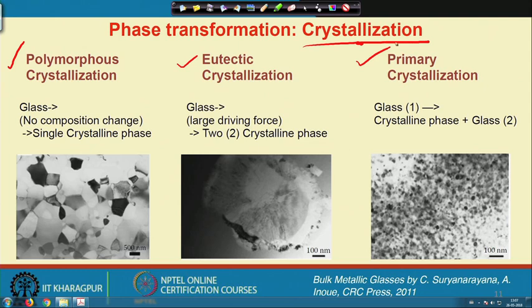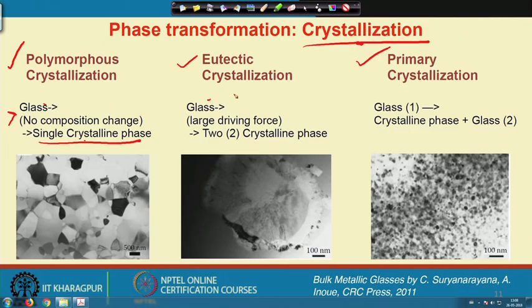People have observed that if we start with a glass, then the glass may transform into a single crystalline phase. Now, think about that: I have a glass and I have a single crystalline phase. So, there is no need for a change in the chemistry of the glass, because the same composition evolves into the crystalline phase. Now, if the glass transforms into 2 different crystals simultaneously, then these 2 crystals appear inside the glass during heating.